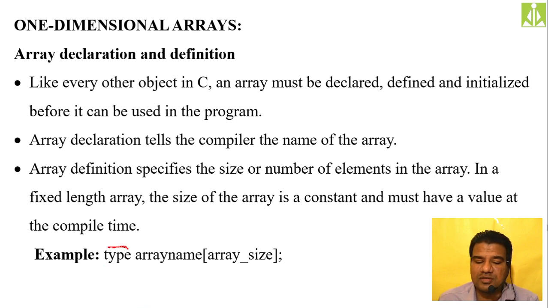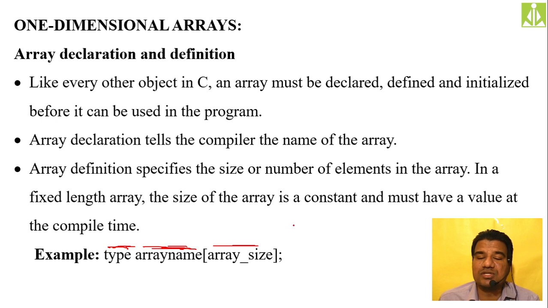For type, you can specify any primitive type: integer, character, float, double, any primitive type. Array name can be any identifier, anything you can take which satisfies the identifier rules. And array size is a constant value that indicates the number of elements you need inside an array.